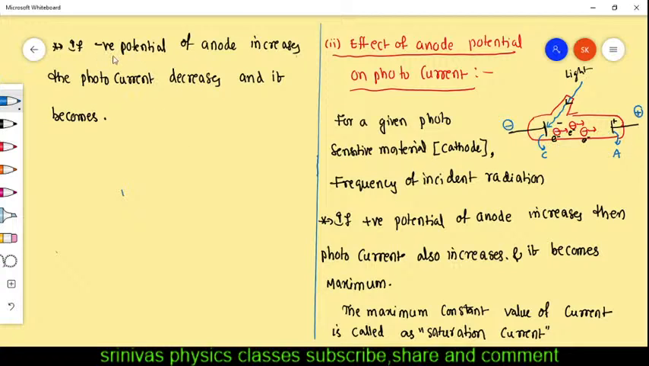That means when you increase the negative potential of the anode, the number of electrons reaching the anode decreases because of repulsion force. Right? When the number of electrons reaching the anode decreases, the photocurrent decreases. Then at a particular high negative potential, all electrons are repelled by the negative anode. That's why not even one electron reaches the anode. Electrons not reaching the anode means current becomes zero. The negative potential at which the current becomes zero is called the stopping potential.